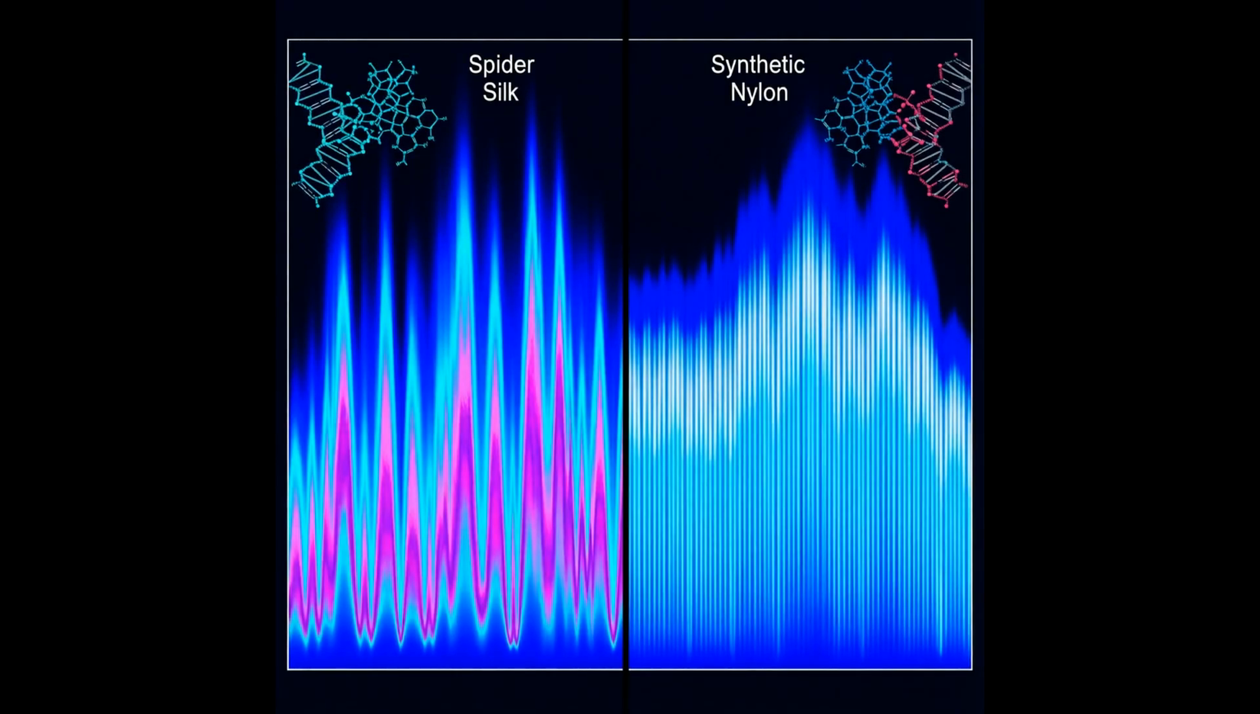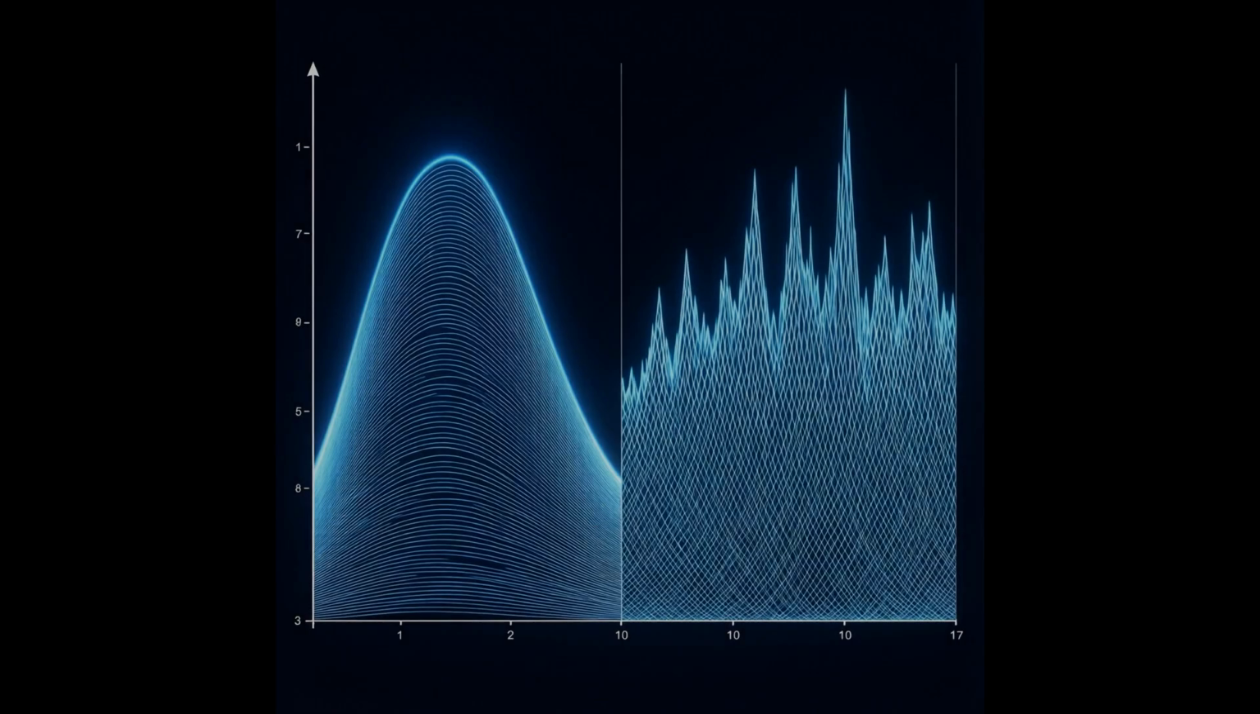However, even with these clear distinctions, our current theoretical frameworks face challenges when attempting to model such complex natural systems accurately. Current optical models often treat spider silk as a uniform dielectric cylinder with constant refractive index.